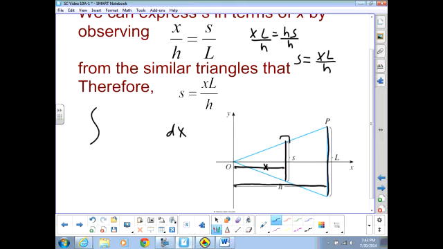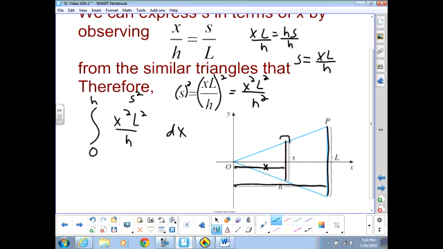Now, our x values in this pyramid, we're starting at 0, and the last one ends at whatever h is. So we'll be from 0 to h. And we want to do side squared, but we can't put s in there. So we've got to take what we know our side is and square it. That means we'll get x squared L squared over h squared. And that is our area function of our face. And now we have set up our integral.